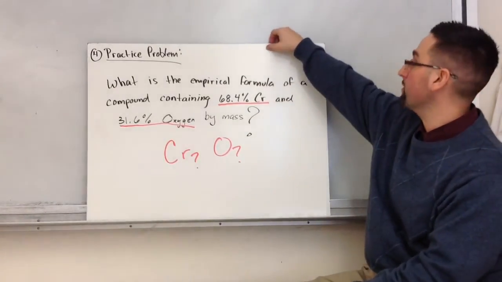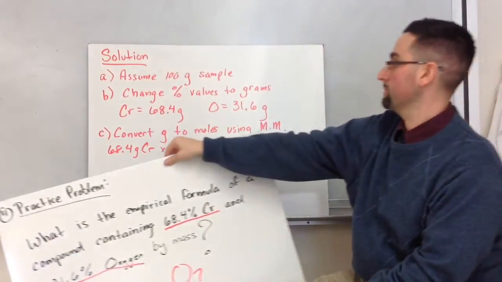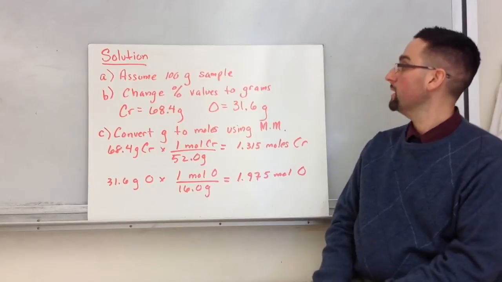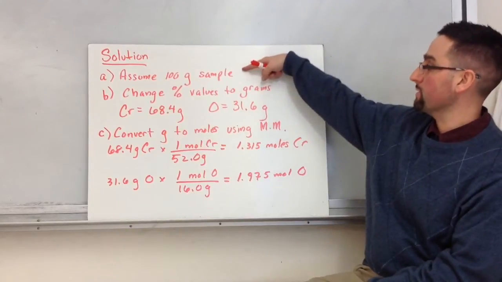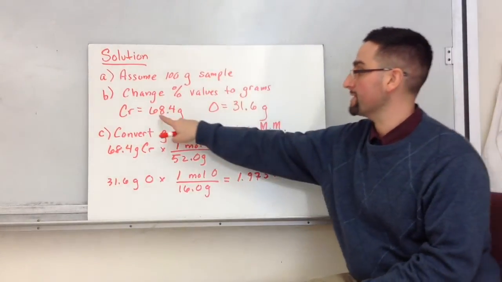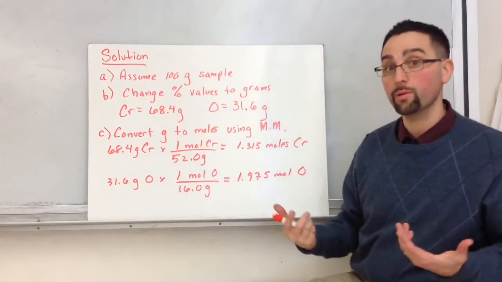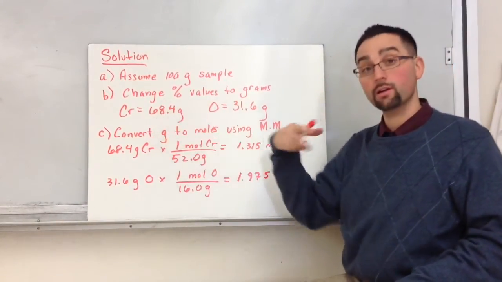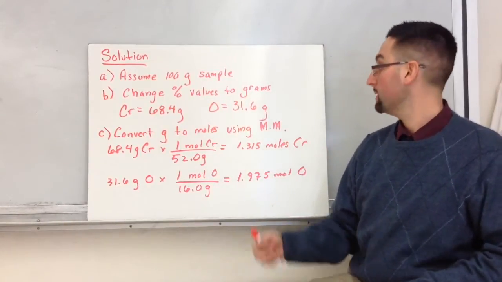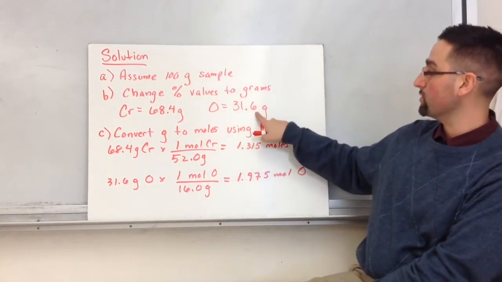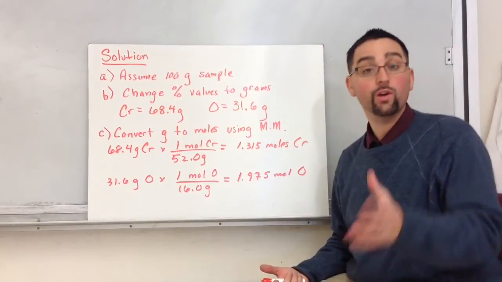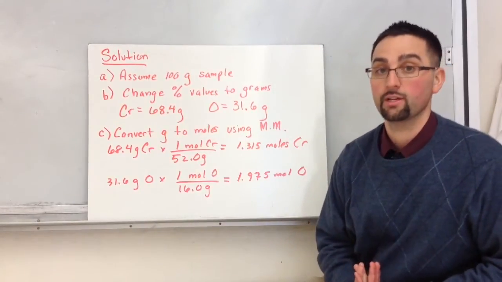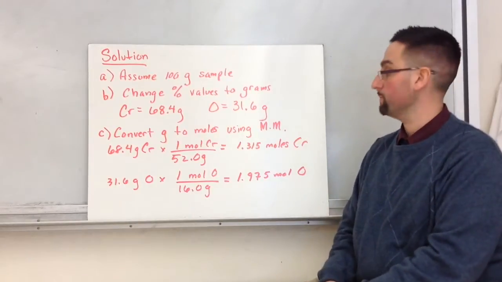So here's what we're going to do. Let's assume we have 100 grams. Because that makes things nice and easy. If we assume we have 100 grams, and this compound is 68.4% chromium, if you have 100 grams, that means you're going to have 68.4 grams of chromium, and the percentage of oxygen changes simply to grams. We don't need a 100 gram sample. It doesn't matter. But let's say that we do. It's going to make the numbers work in our favor.